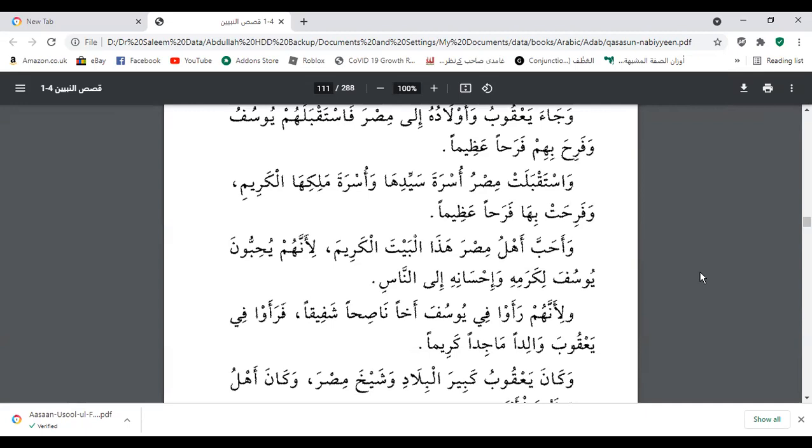وأسرة ملكها الكريم, and the family of its honorable king. وفرحت بها فرحا عظيما. All Misr, all Egypt, rejoiced with great joy. وأحب أهل مصر هذا البيت الكريم. The people of Misr loved this honorable family, this house. لأنهم يحبون يوسف لكرمه وإحسانه إلى الناس, because they loved Yusuf for his generosity and his favors to people.